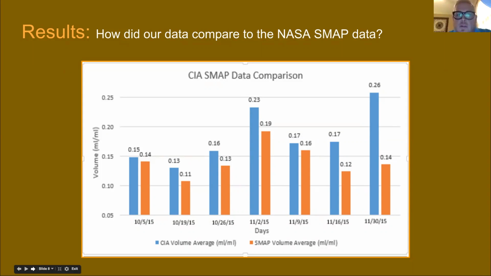You know what I mean? Maybe putting a line over that too, the two colors. I think you can. It's like a dashed line you can do on top of both of those. Because we see the trend, our data is always a little higher than the SMAP data.